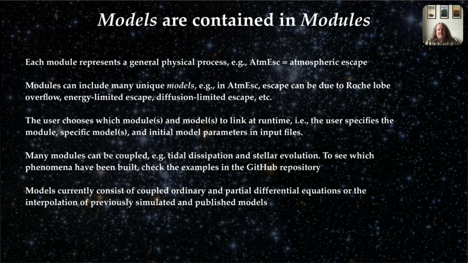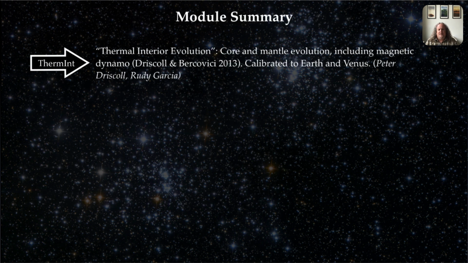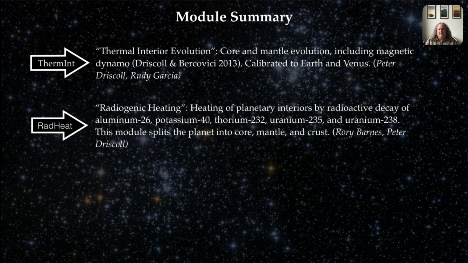All right, so now let's get into the different modules that are available as of August 2023. First up is THERMINT, which stands for Thermal Interior Evolution. This module simulates the thermal evolution of terrestrial planet cores and mantles, as well as the generation of the magnetic dynamo in the core. This module is largely derived from papers from Driscoll and Bercovici and has been calibrated to Earth and Venus. For each of the modules, the primary developers are listed too. In this case, it's Peter Driscoll and Rudy Garcia.